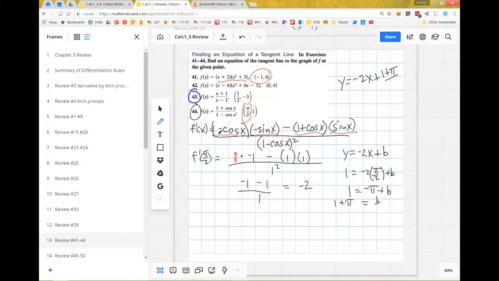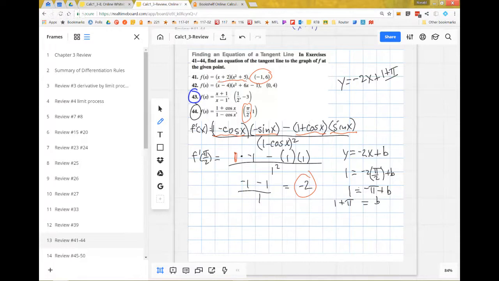And then over here, cosine of 90, 0. 1 plus 0 is 1. Sine of 90, 1. 1 times 1. And then on the bottom, cosine of 90 is 0. 1 minus 0 is 1. And 1 squared is 1. So we wind up with -1 minus 1 over 1, which is -2 over 1. So there is the derivative at 90 degrees.